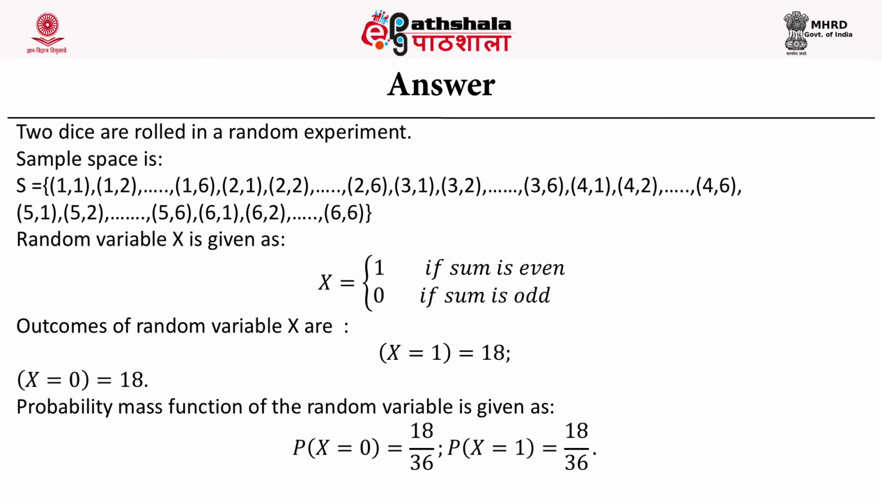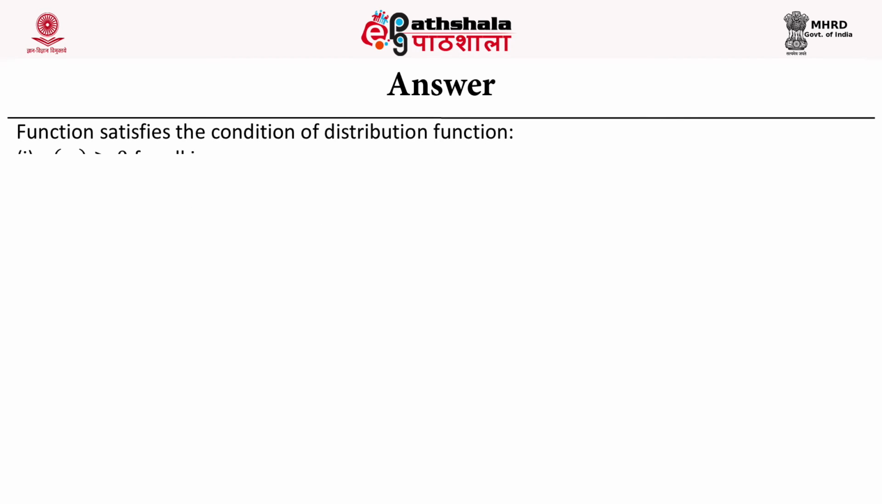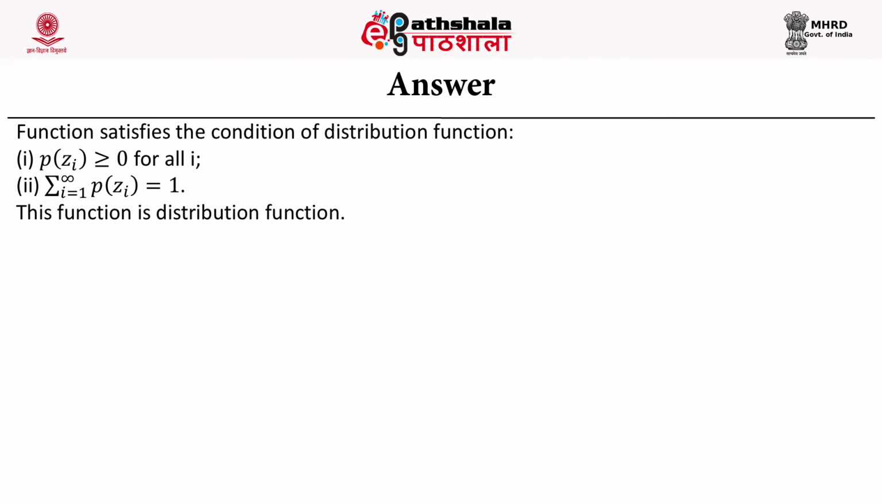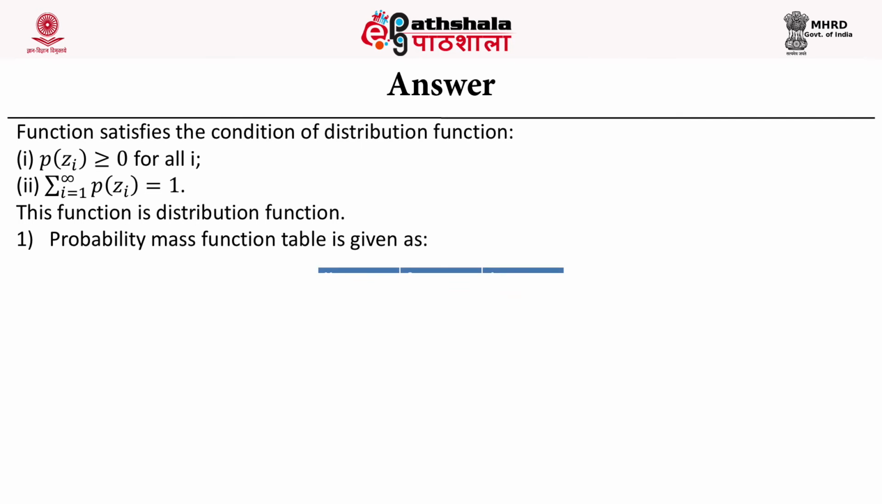So the probability mass function of the random variable is given here as: probability of x equal to 0 is 18 by 36, and probability of x equal to 1 is also 18 by 36. As we see, this function satisfies the conditions of a distribution function, that means all the probability values are greater than or equal to 0, and when you take the summation of all the probabilities, that value is coming out to be 1.